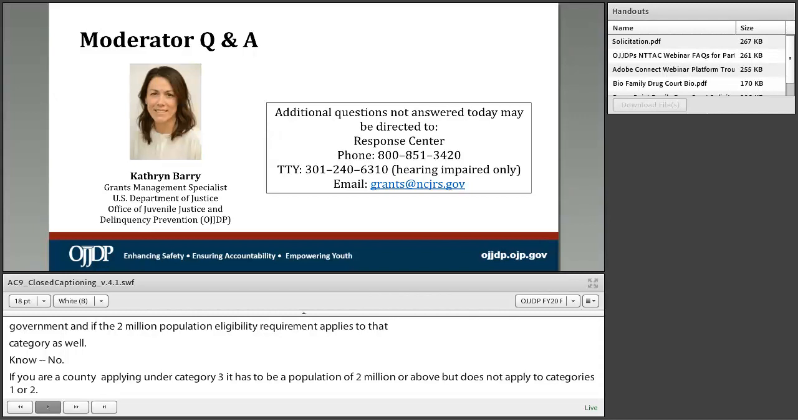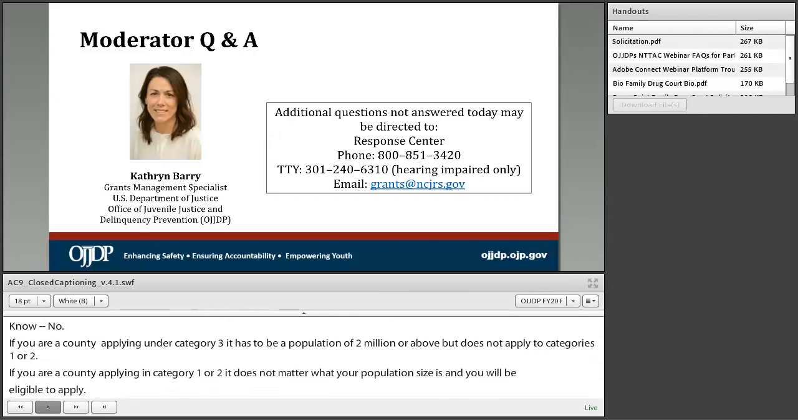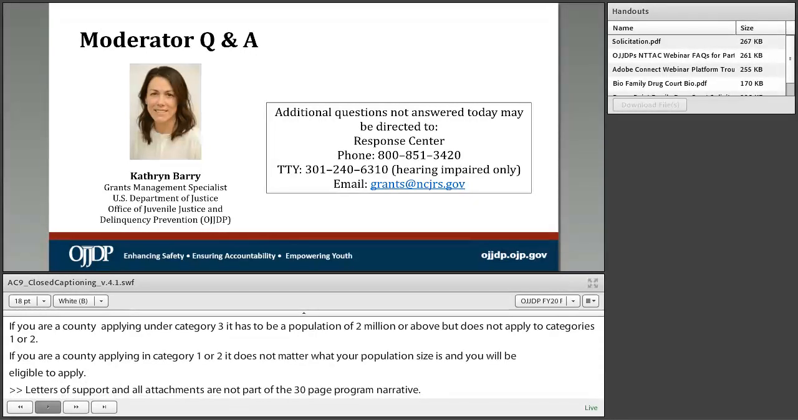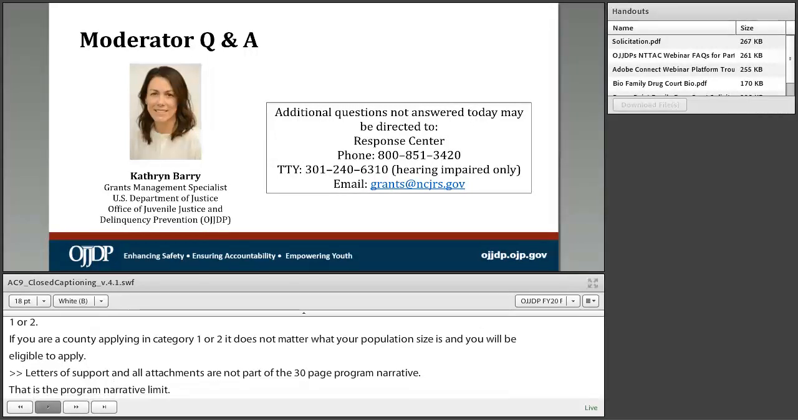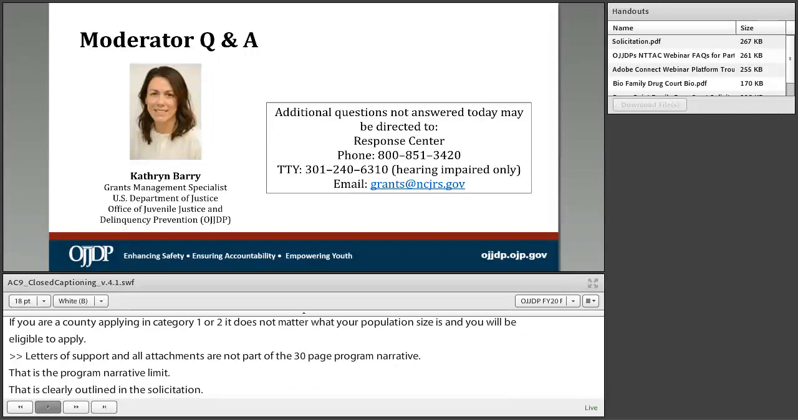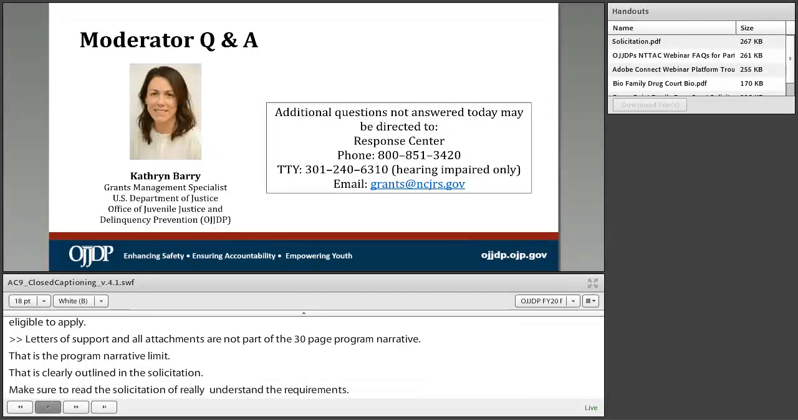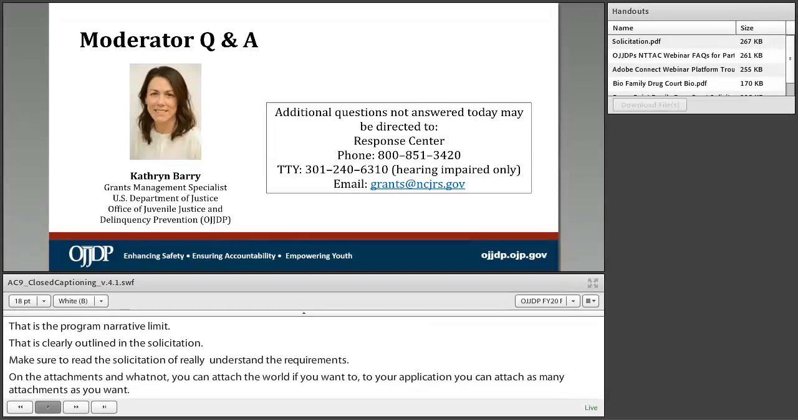Letters of support and all attachments are not part of the 30-page program narrative limit. That's clearly outlined in the solicitation, so just make sure you reread the solicitation and really understand the requirements, all the attachments and whatnot. You can attach the world if you want to your application. You could attach as many attachments as you want, and it wouldn't apply to the 30-page limit for that program narrative piece where you're detailing each of those different areas from the statement of the issue all the way down to your capabilities and competency section.